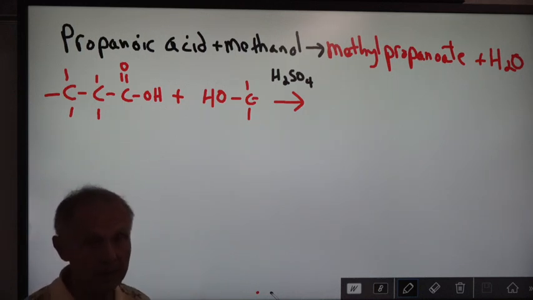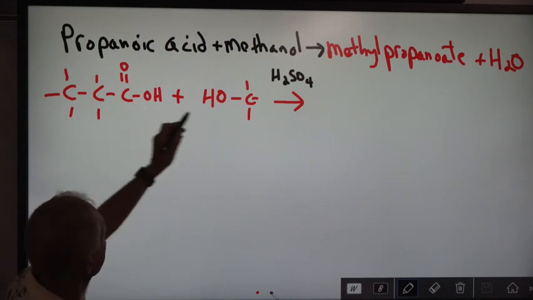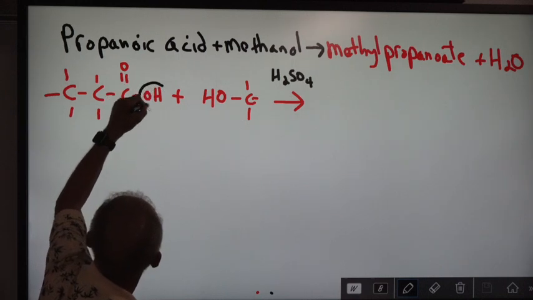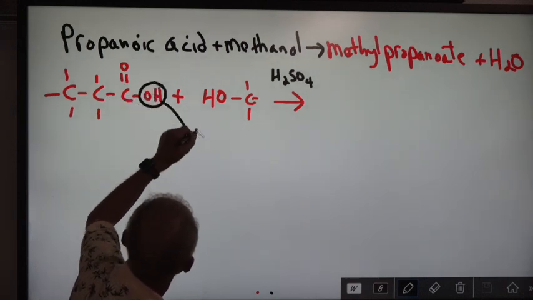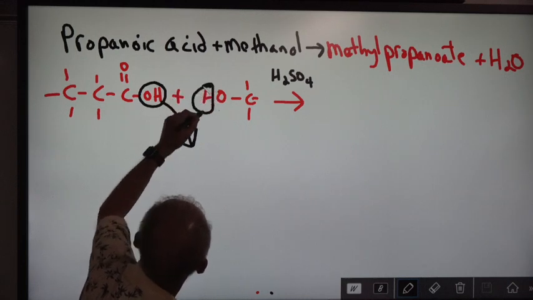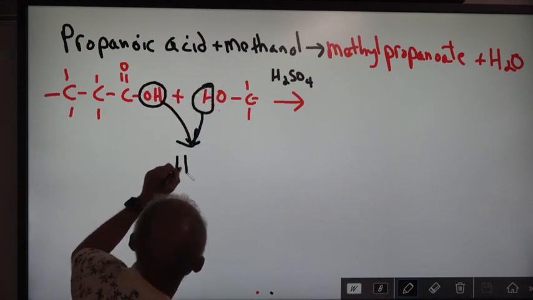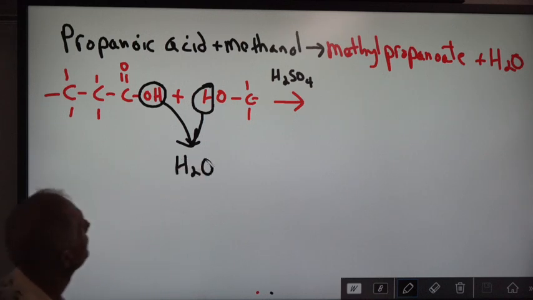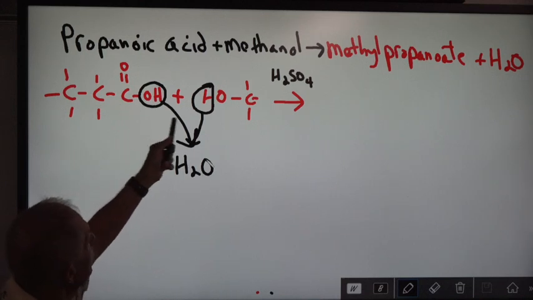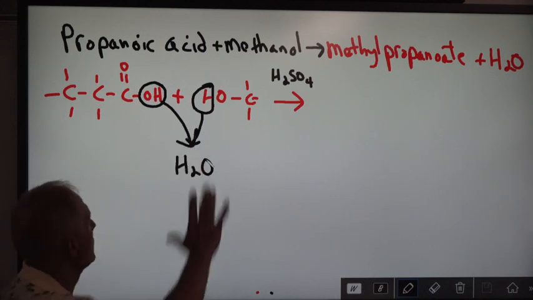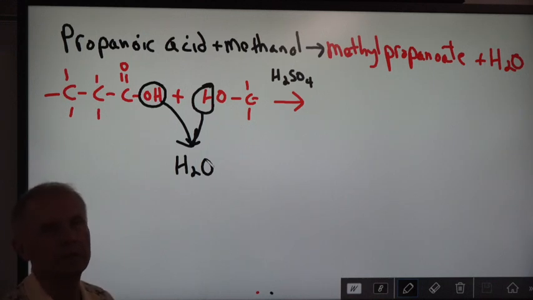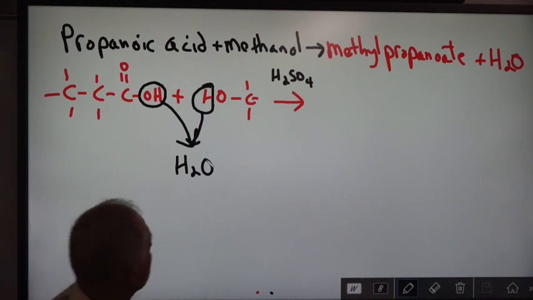Now watch what happens. See that OH and see that OH? Well, we're going to take this OH and we're going to take this H. We're going to go like that and we're going to make H2O. So in other words, we took an OH from one molecule and H from another molecule, took that out, and now we're going to put those 2 together. So what we make is this.